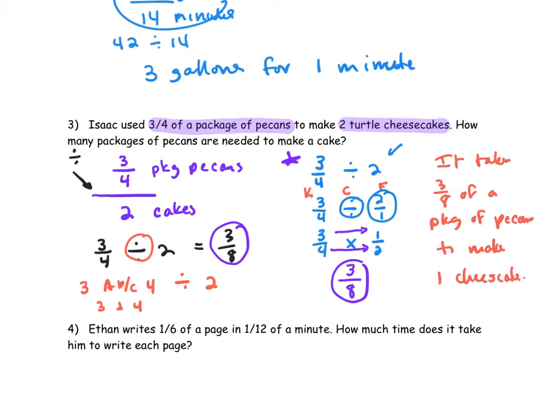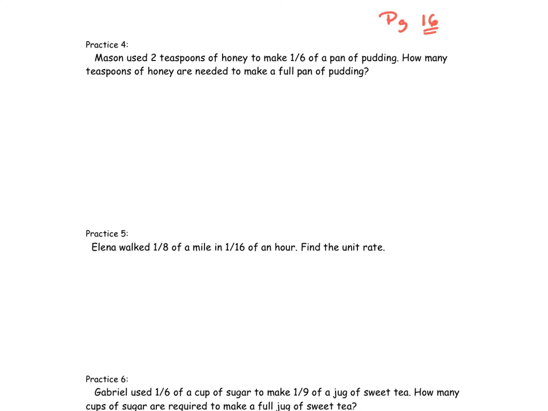All right, so now let's go to our page 16. Again, go to page 16 in your packet, and let's try a few practice problems. Okay, this is page 16. We already completed page 15 using whole numbers. So let's read what we're given. Mason used 2 teaspoons of honey to make 1/6 of a pan of pudding. How many teaspoons of honey are needed to make a full pan of pudding?